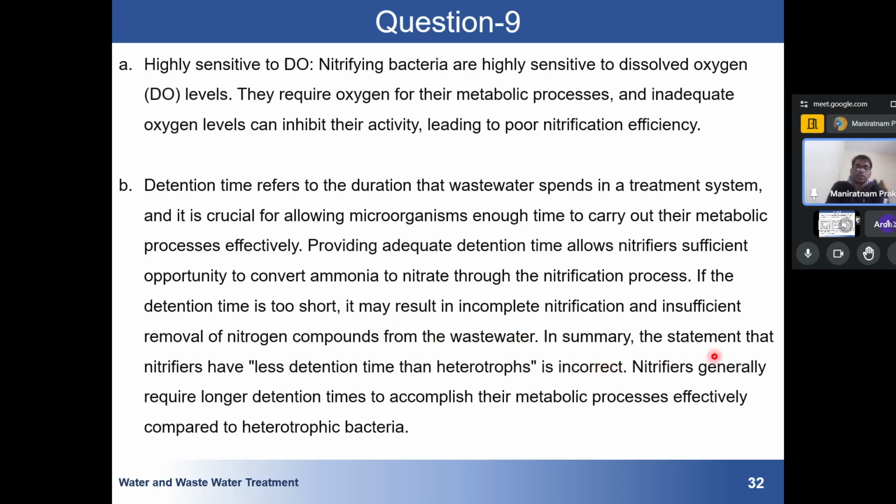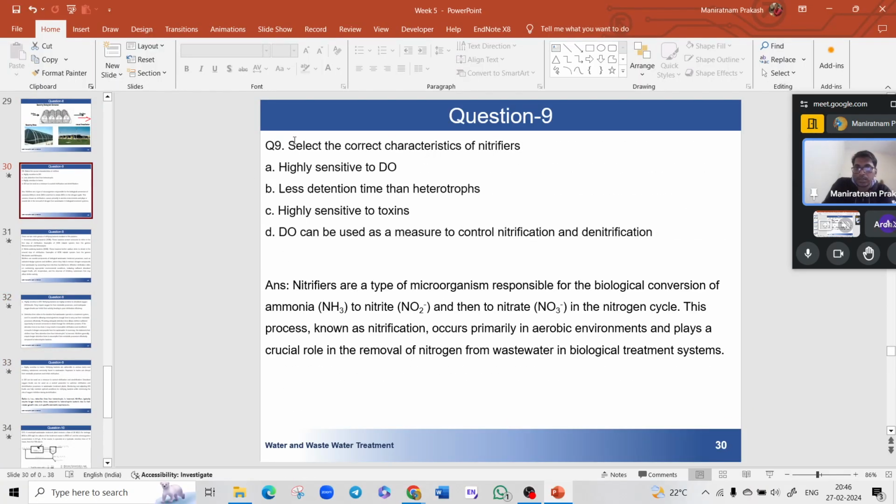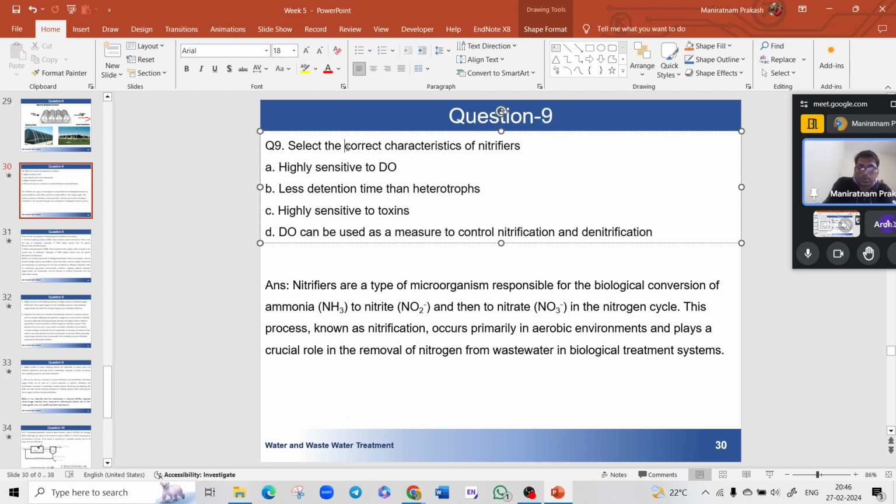In summary, the statement that nitrifiers need less detention time is incorrect. Nitrifiers generally require longer detention time to accomplish their metabolic process effectively. I think this question, sorry for one mistake, is to select the incorrect one.